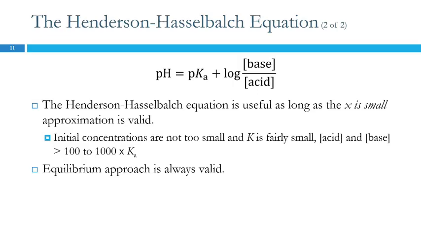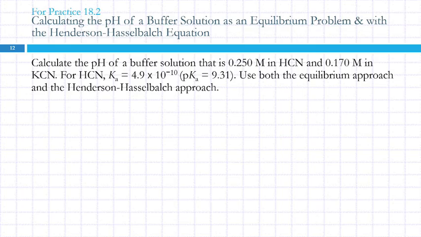Most of the time it works. The equilibrium approach using an ice table always works. So let's try that out on this one. Calculate the pH of a buffer solution. It's 0.25 molar HCN, 0.17 molar KCN. We're given the Ka for the acid. It says use both the equilibrium approach and the Henderson-Hasselbalch approach. Which one do you want to do first? Henderson one? Okay, let's do Henderson first.